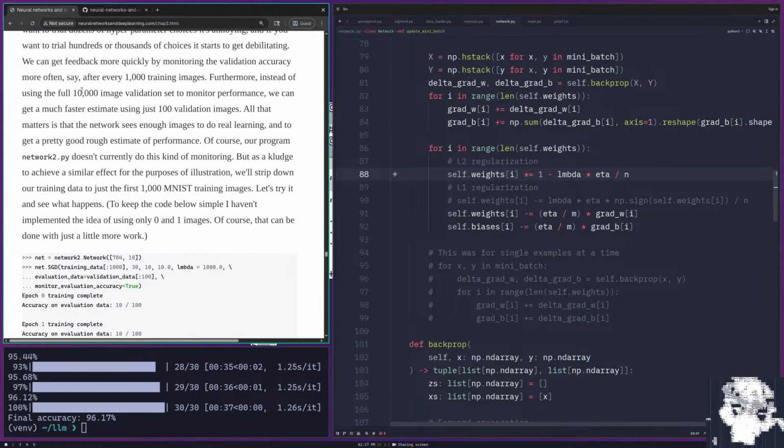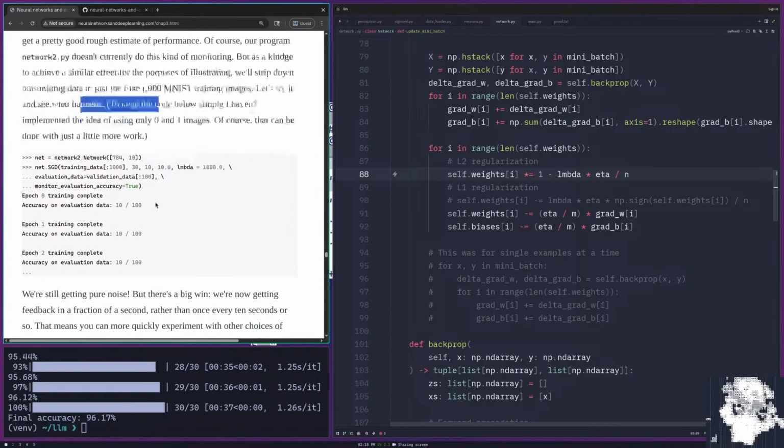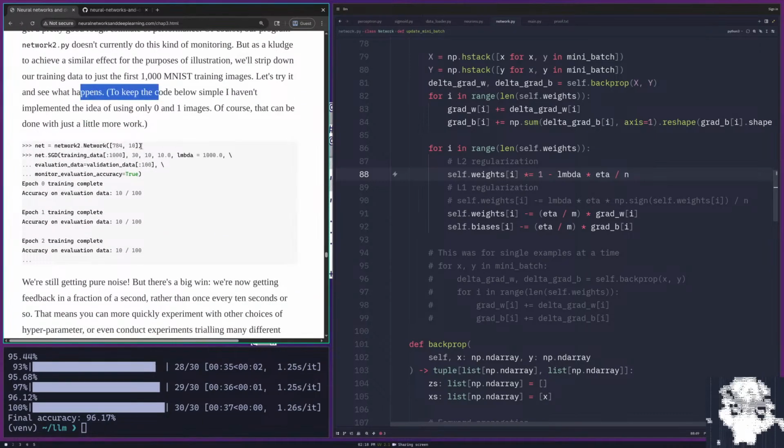Furthermore, instead of using the full 10,000 image validation set to monitor performance, we can get a much faster estimate using just 100 validation images. All that matters is that the network sees enough images to do real learning and to get a pretty good rough estimate of performance. Of course, our program network2.py doesn't currently do this kind of monitoring, but to achieve a similar effect for the purposes of illustration, we'll strip down our training data to just the first 1,000 MNIST training images. Let's try it and see what happens. To keep the code below simple, I haven't implemented the idea of using only 0 and 1 images. Of course, that can be done with just a little more work.